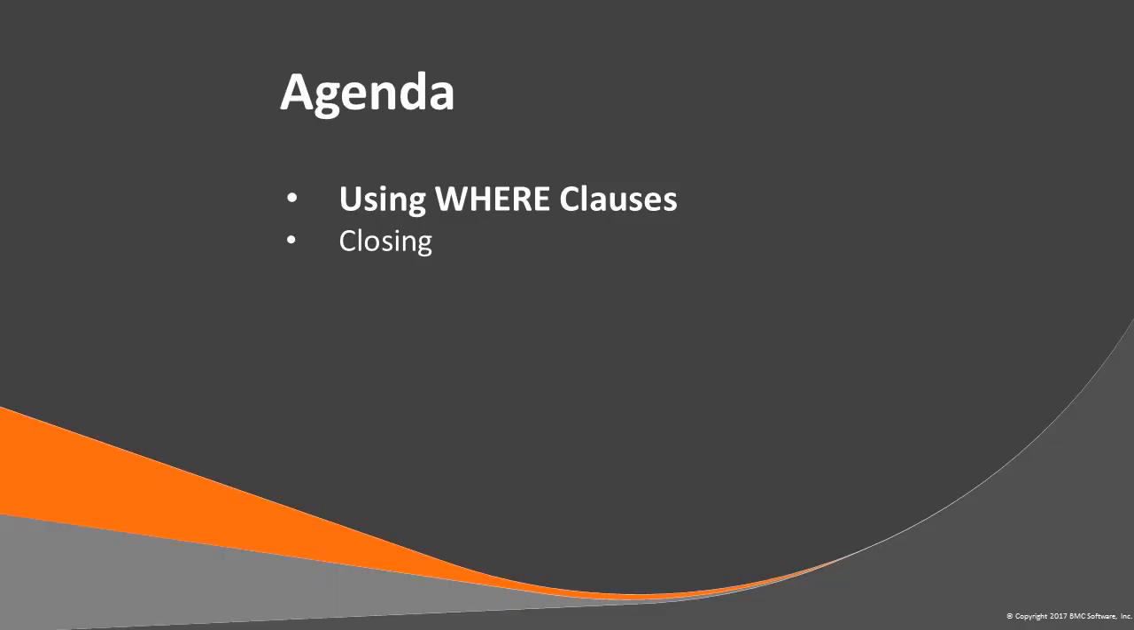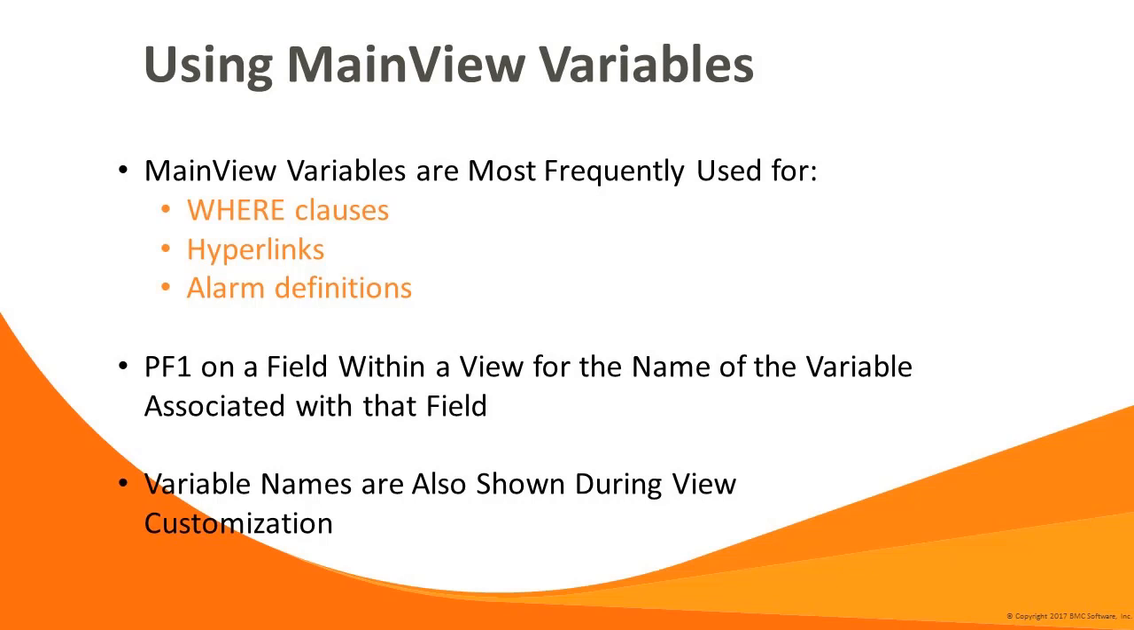Earlier we touched on where clauses. We'll now take a closer look at defining these clauses. Before we can use where clauses effectively, we need to become more familiar with MainView elements or variables. MainView variables are frequently used in where clauses, hyperlink definitions, and for MainView alarms.